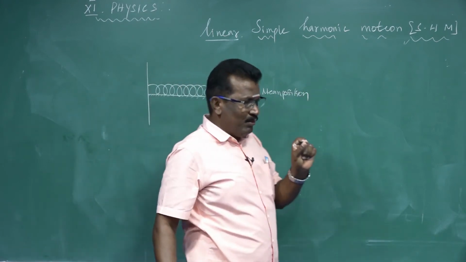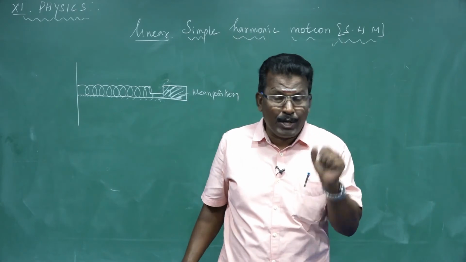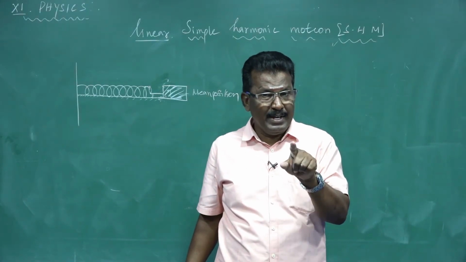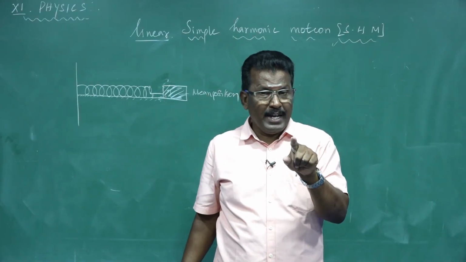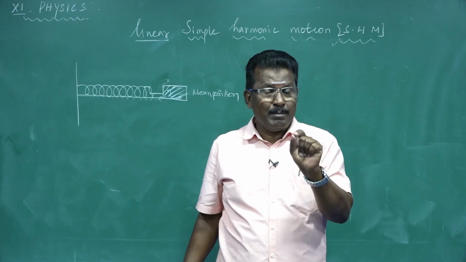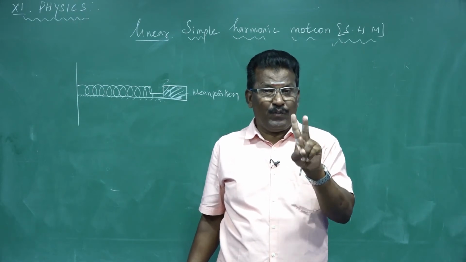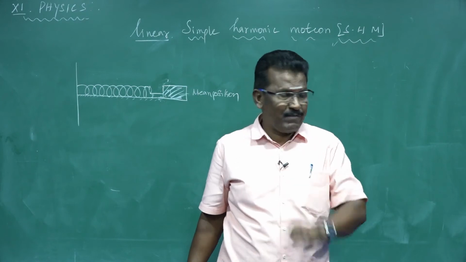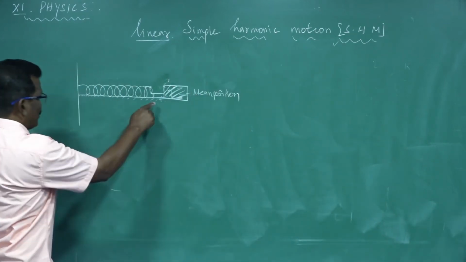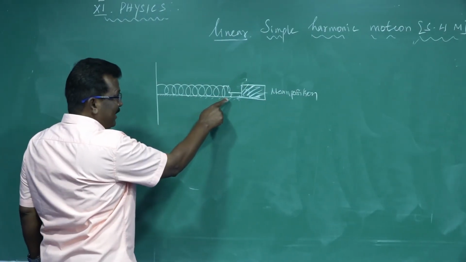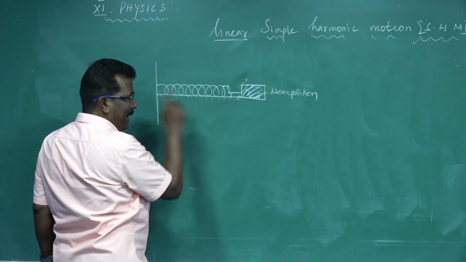A body moving in a straight line can also be simple harmonic motion. So it must satisfy that frequency and time period depend on two factors: one is the inertial factor and the other is the elastic factor. At the mean position, no force acts on the body. The body is not moving forward and backward.